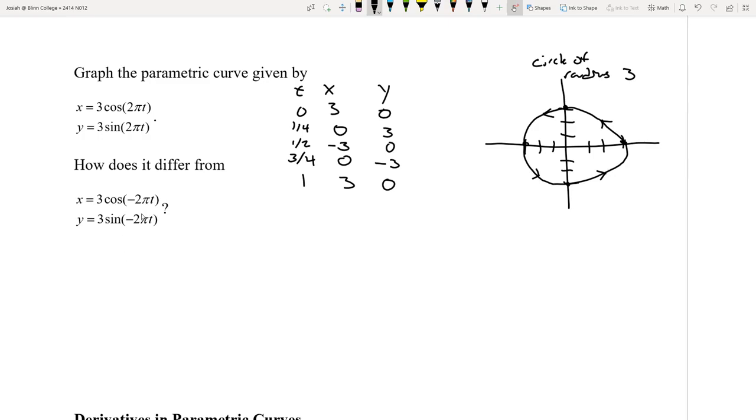And we have a similar set of equations here. And we're asked, how is it different? Well, we remember that the cosine is an even function. The sine is an odd function, and that will help us take care of the negative on the inside. That means that x should be equal to 3 cosine of 2 pi t. Right, since we have an even function, the negative goes away. And for the odd function, the negative actually comes out front. And so what will happen is we'll go ahead and set up now the same t values.